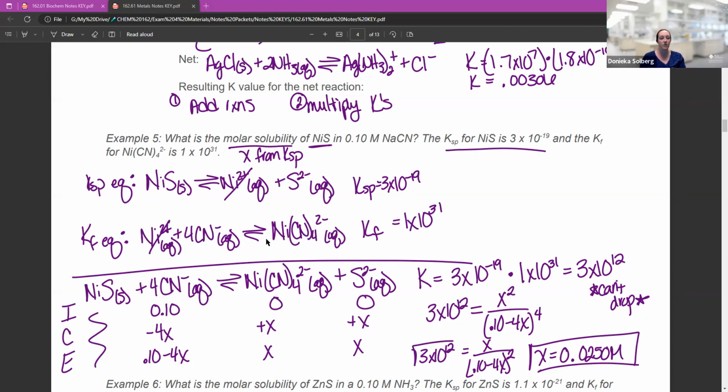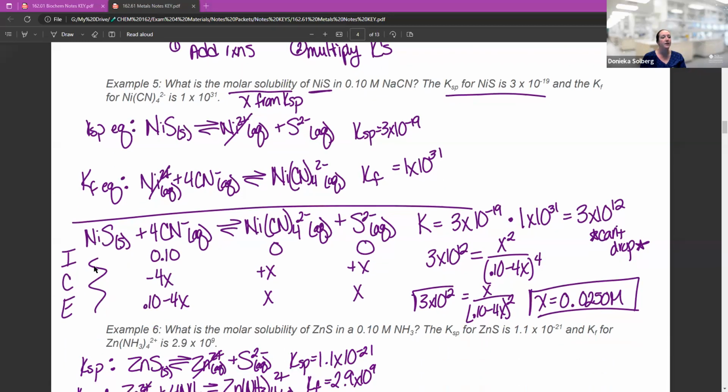Now I can add these equations together and multiply my K values. I add these together, and the only thing that cancels is the nickel ion, which is going to be the case for almost all of these. It's the metal ion. So I now have nickel sulfide solid plus 4 cyanides makes the nickel cyanide complex and some sulfide ions. If I do an ice table, I can leave out the solid. I have my new K value too. I multiplied these together and got 3 times 10 to the 12th. This is still a pretty big K value, so whatever we do, we won't be able to drop an X.